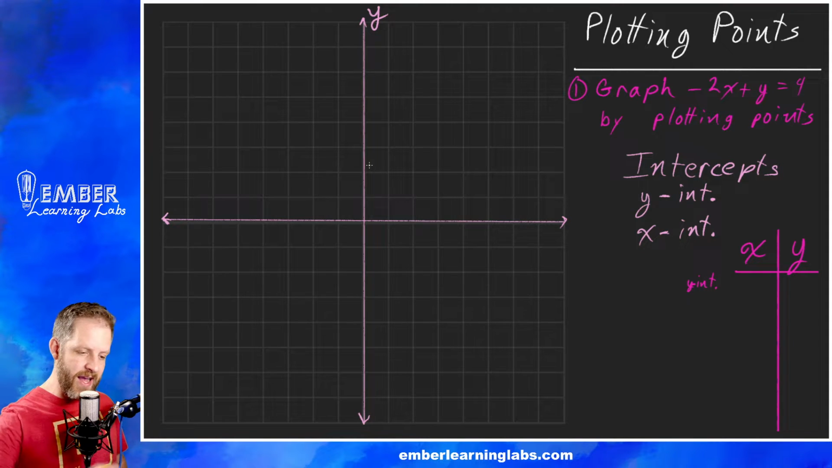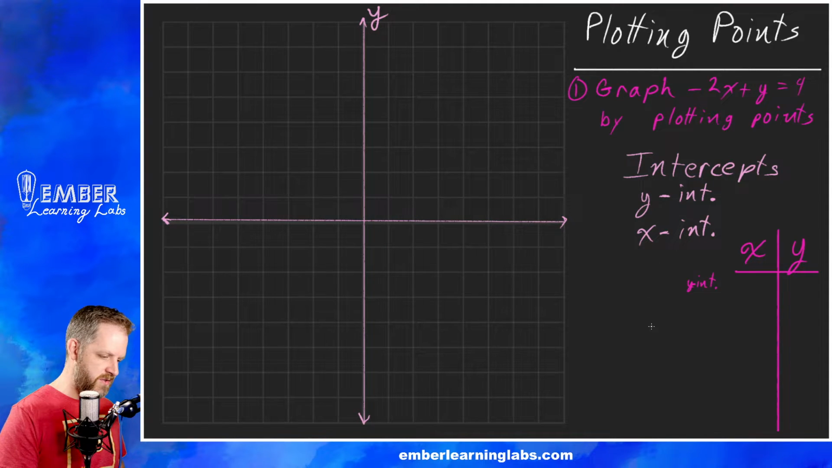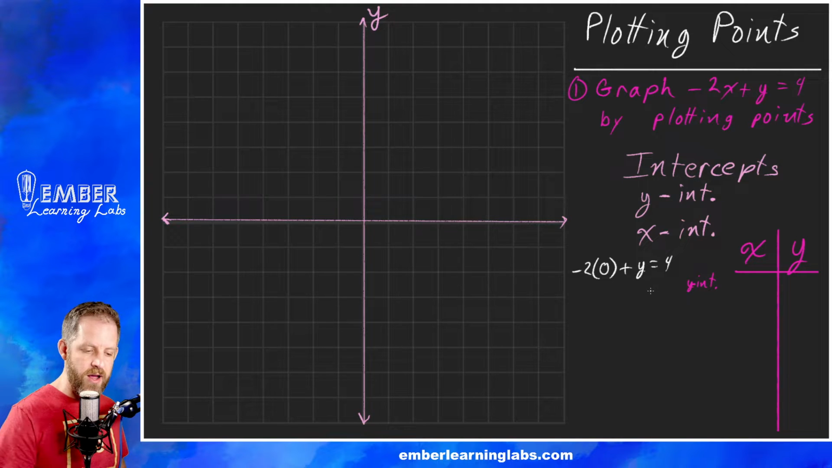So to find the y-intercept, we're going to plug a 0 in for x and solve for y. So we're going to do negative 2 times 0 plus y equals 4. Now we need to solve for y. To solve for y, we're going to start with cleanup. This time 0 is nothing. Cleanup was really easy on that one. That just goes away, leaving us with y equals 4.